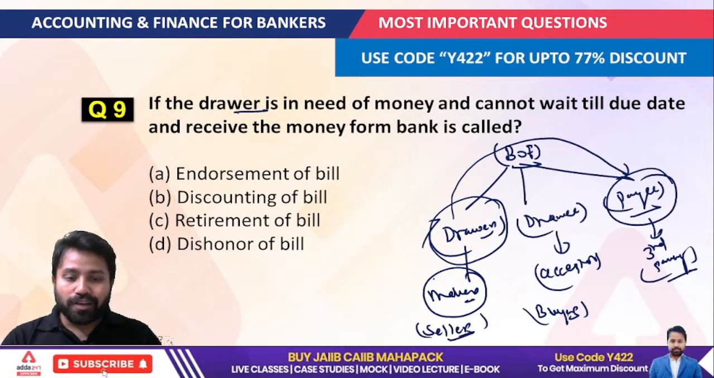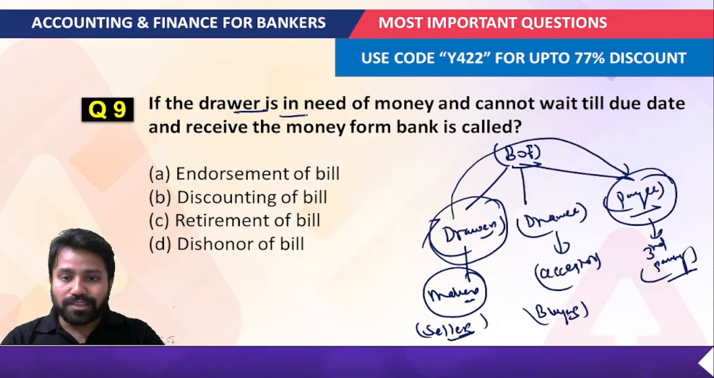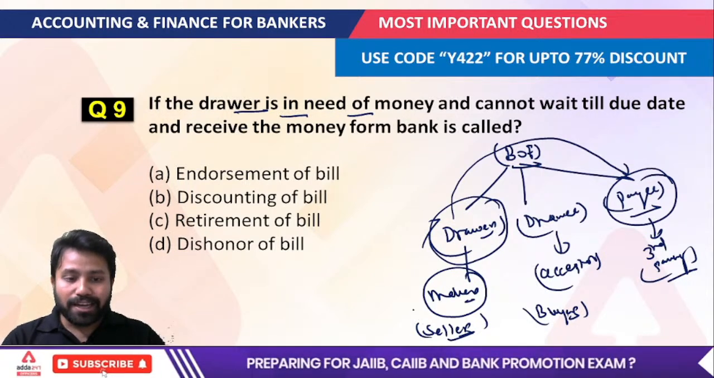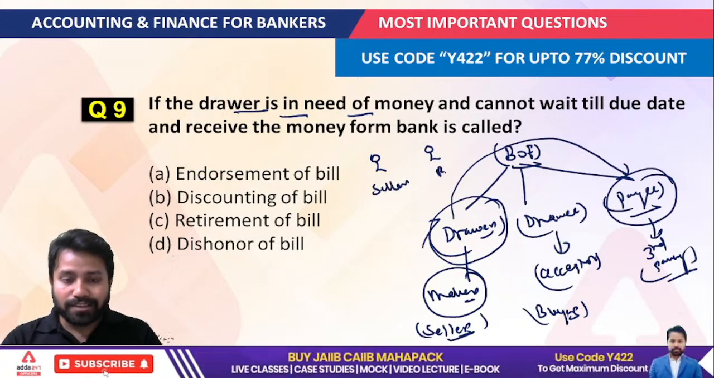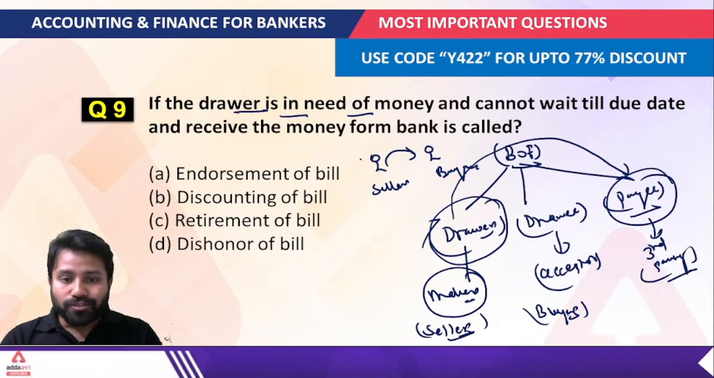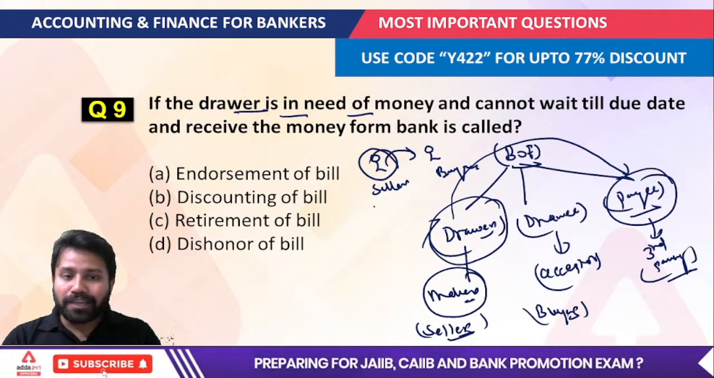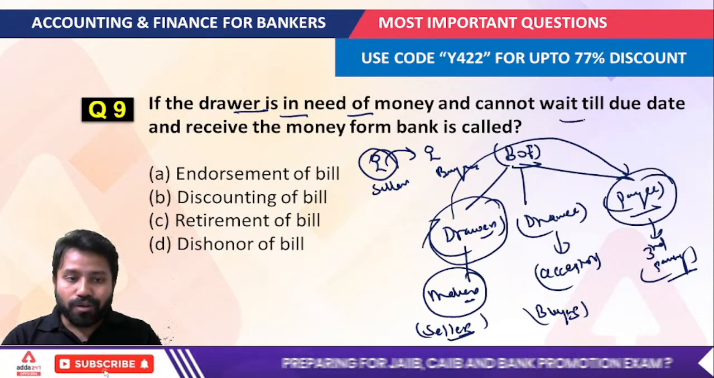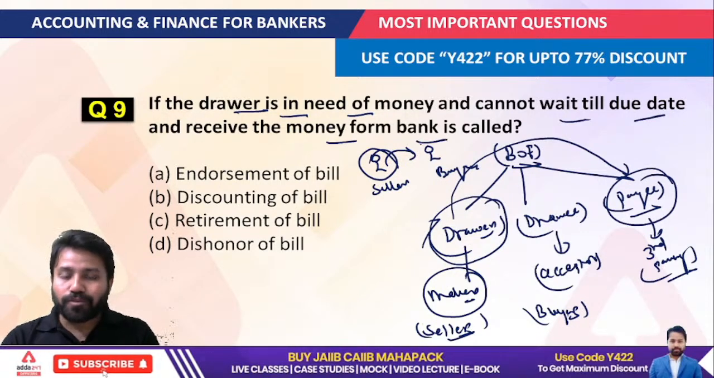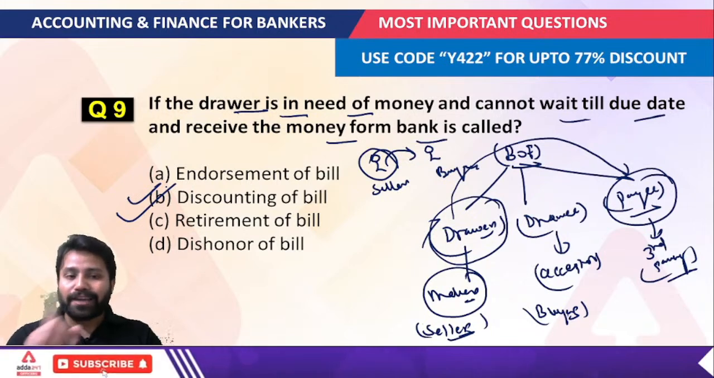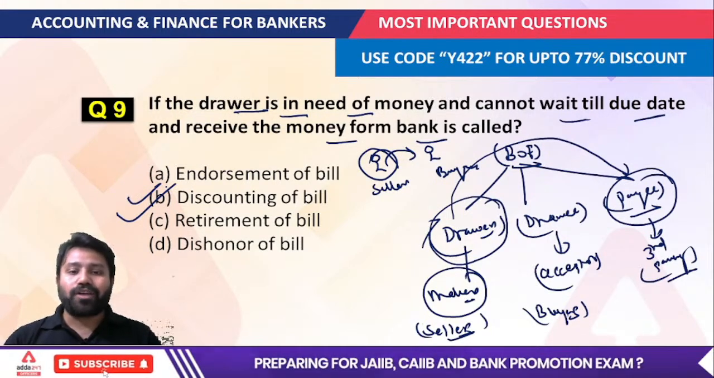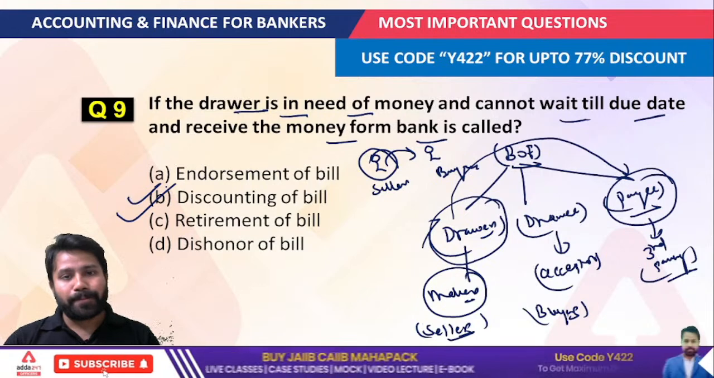Now if we talk about the drawer being in need of the money, suppose the seller actually sold the goods to the buyer. This is a seller and this is a buyer. Now the seller is in need of the money and cannot wait till the due date to receive the money from the bank. That is known as a case of discounting the bill. The correct answer for this is discounting the bill. Okay, next question.